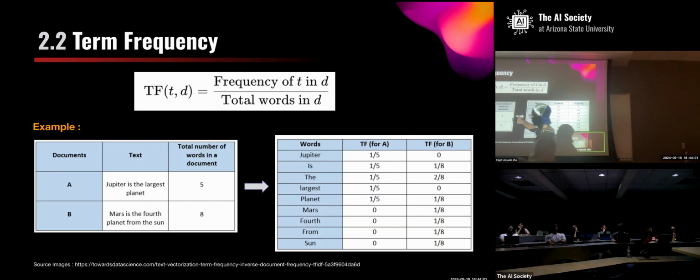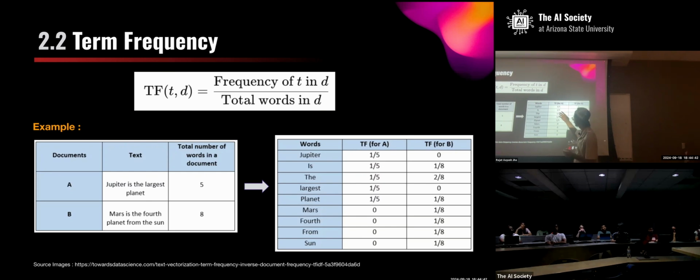Let's say we have a corpus of two documents, A and B. In document A, we have one sentence: Jupiter is the largest planet. In document B, we have this sentence. Now we need to find term frequency for document A and document B, because term frequency is dependent on the term as well as the document. The first step will be to create a vocabulary of all the words across all the documents. So we will take Jupiter is the largest planet, Mars is already there. This is the vocabulary, and then we'll calculate the term frequency.